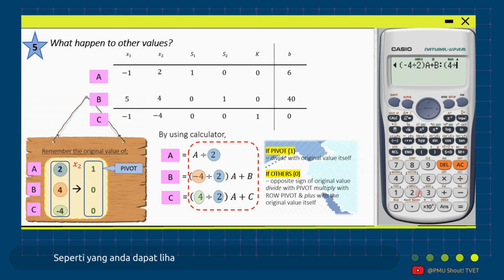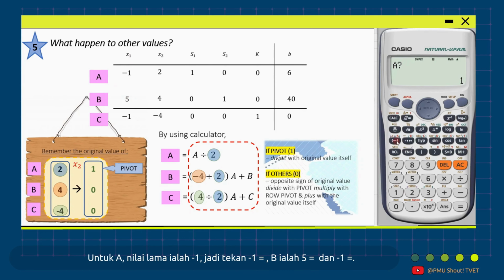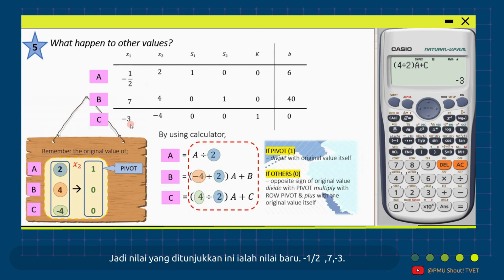So as you can see, I define my row C in the calculator here, and then you press CALC, and then you input the value of A. For the old value of -1, you press -1 equal, B is 5 equal, -1 equal. So the answer showing here is the new value: -1/2, 7, -3. So as you can see here.